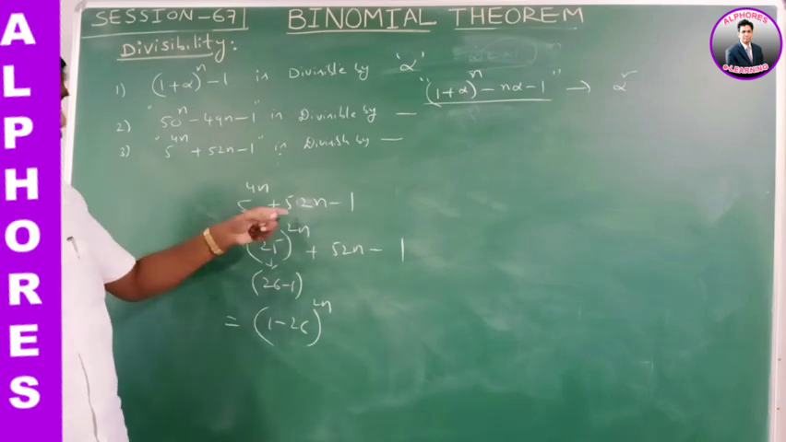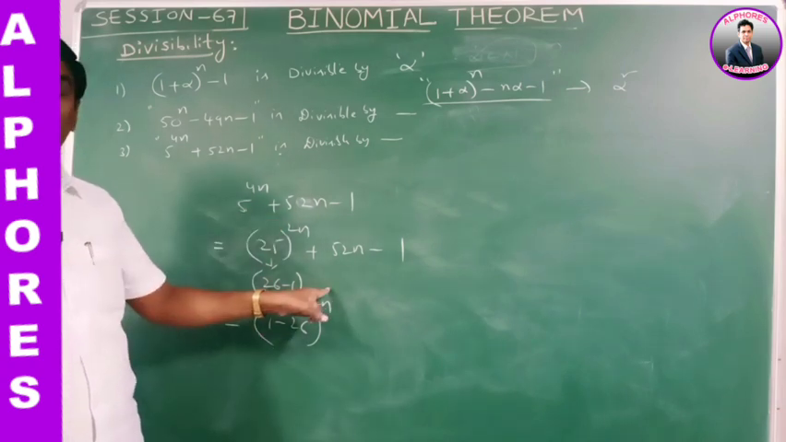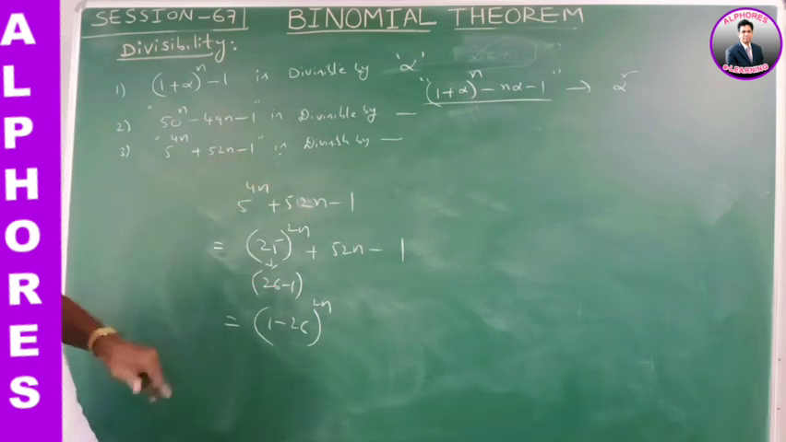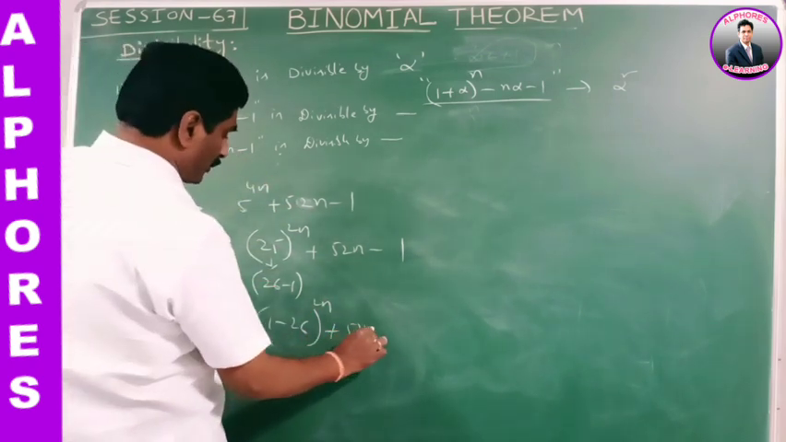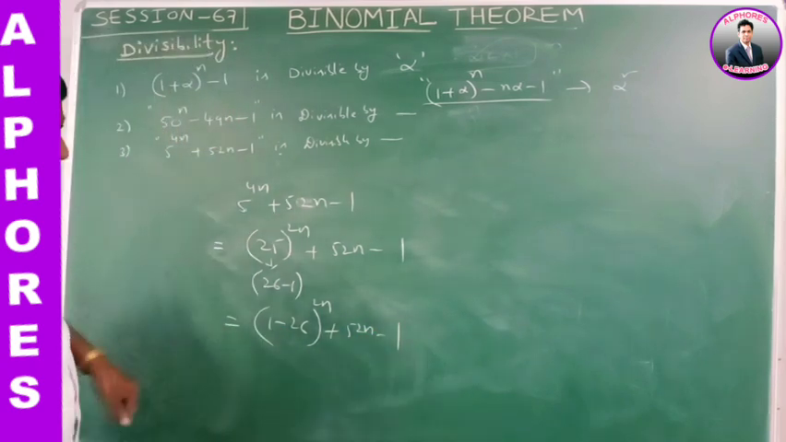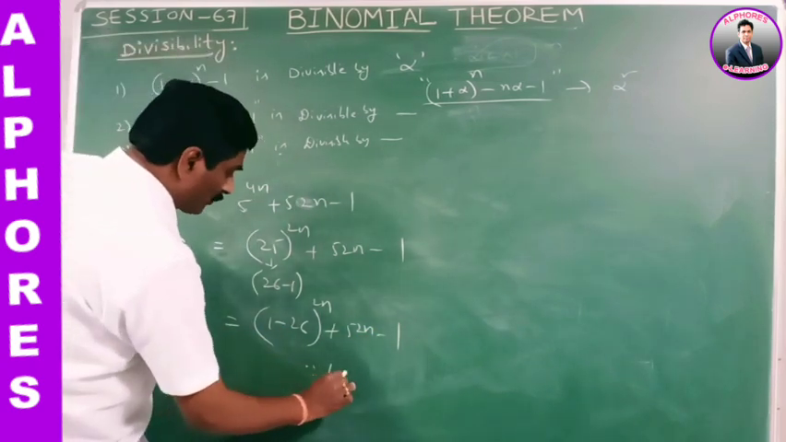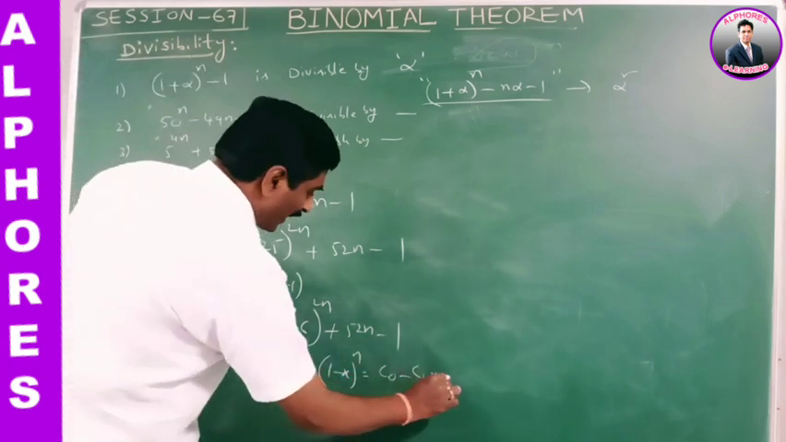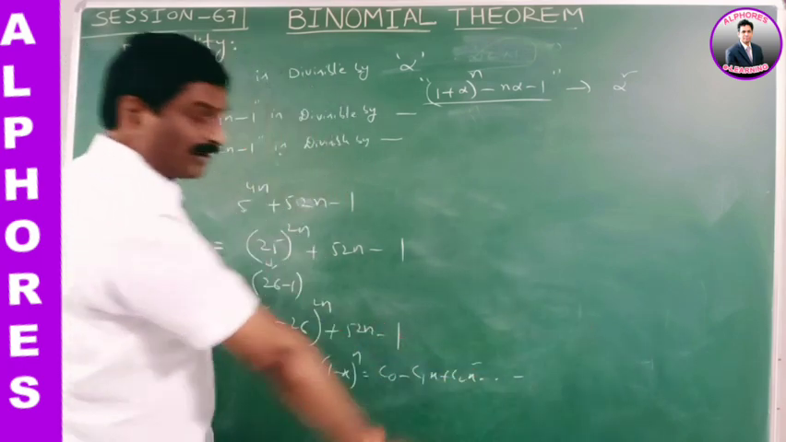26 minus 1 whole power 2n is equal to 1 minus 26 whole power 2n, minus 25 whole power 2n, plus 52n minus 1. It is in the form of (1 minus x) whole power n. What is the formula for (1 minus x) whole power n? C naught minus c1 x plus c2 x square, alternately plus and minus.